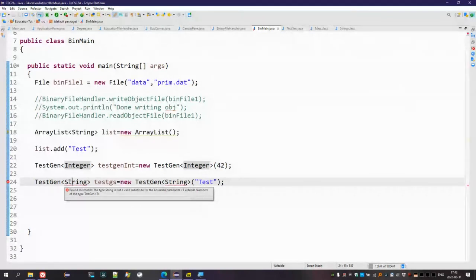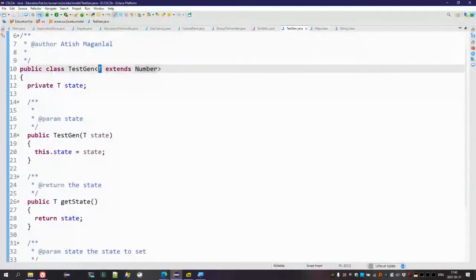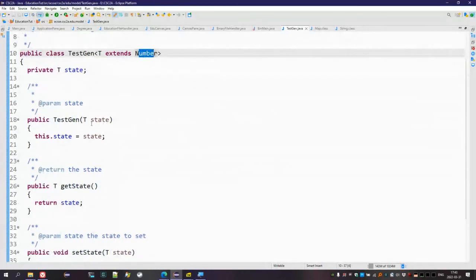So that's how we can put bounded type parameters for our generic classes. We can stop whoever's using our code from putting incorrect things inside of there. What's nice about doing things this way is that in our class, we can now work with this type parameter as if it's a number reference.